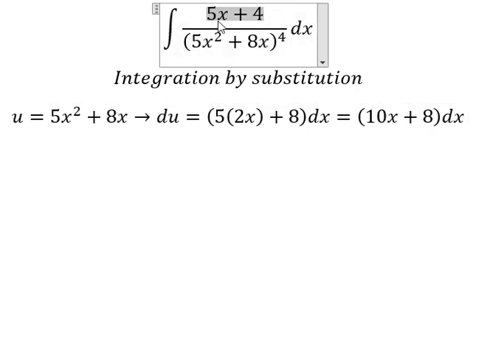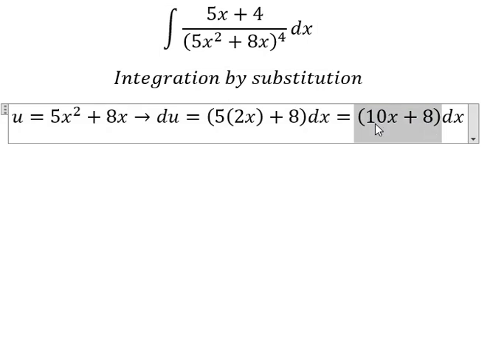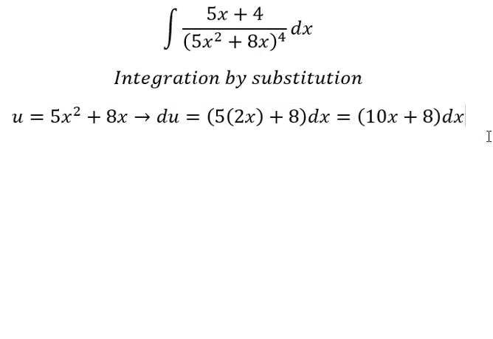This one we have 5s plus 4. This one is 10s plus 8. Now we need to divide both sides by number 2.